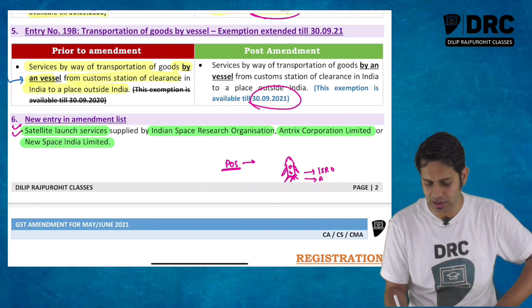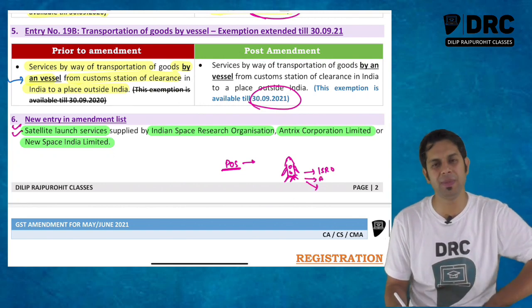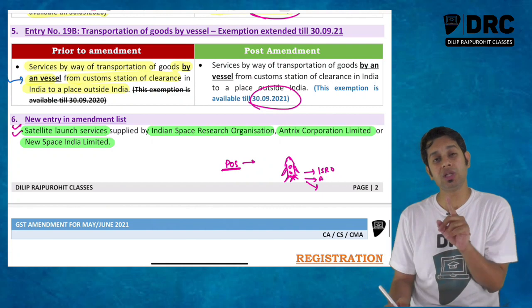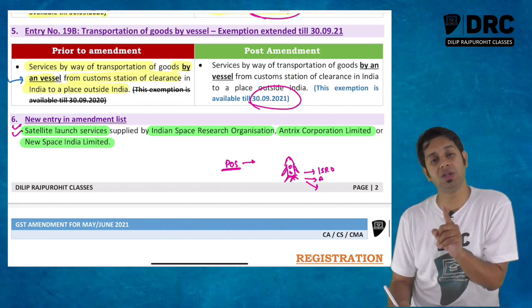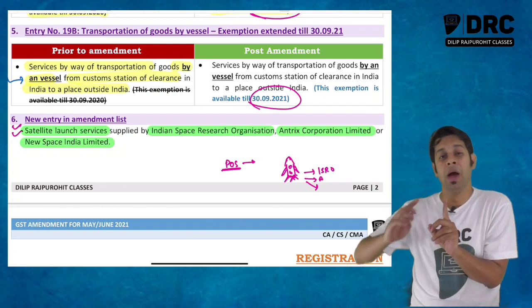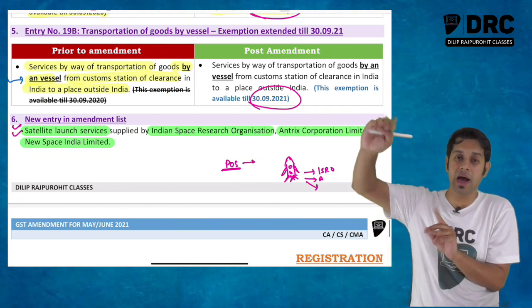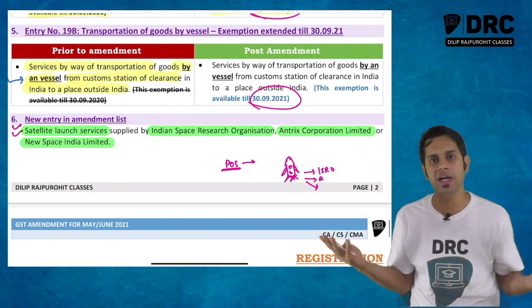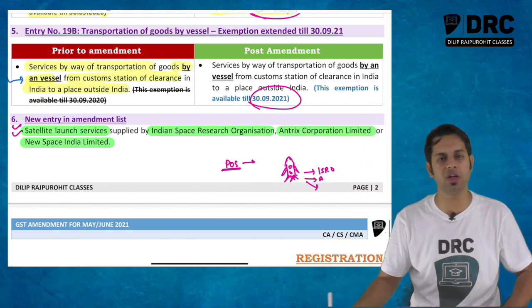ISRO, or Antriksh Corporation Limited, or New Space India Limited is launching a rocket. Now this rocket is a movable thing. Because it is a movable thing, it was treated as goods. Because it is treated as goods, and it was launched from India, it is going somewhere. Where it is going, we don't know. It is going to space, correct?